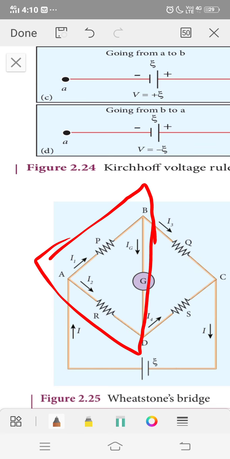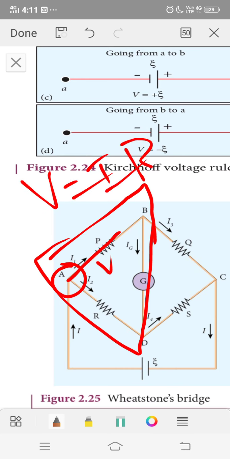Here, consider the current at point A: the current is entering the resistor P. The voltage rule means we are considering the voltage drop across the resistor. What is Ohm's formula? V is equal to IR. Here the voltage drop across P is equal to the current flowing, I1, times the resistor, which I am naming P. So the final equation: the voltage drop across the resistor P is I1P.